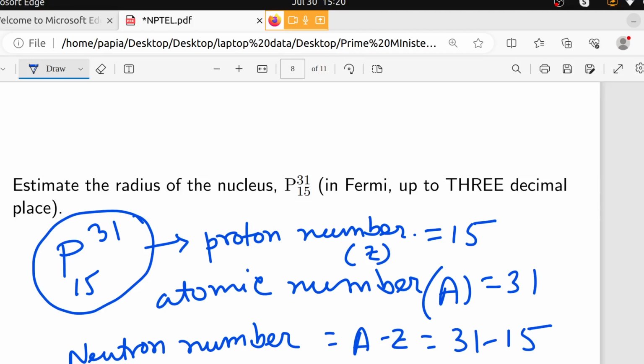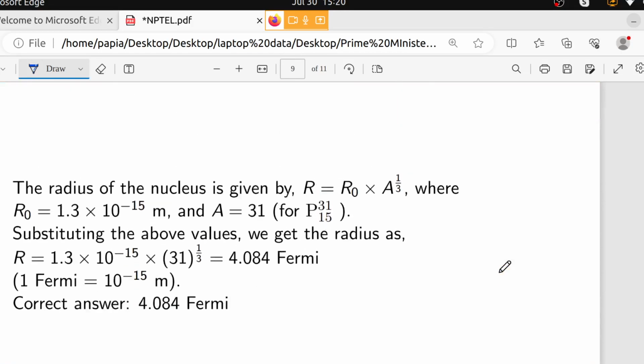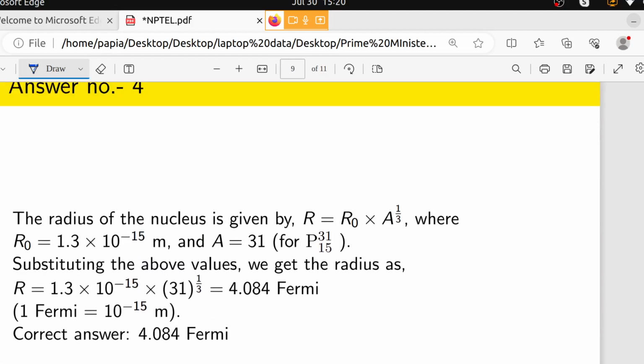This is the notation. With the help of this notation we can get that information: the nucleus has proton number 15, neutron number 16 and mass number 31. Now they are asking for the radius of that nucleus. There is an expression for calculating the radius of the nucleus: r equals r0 A to the power 1 by 3.